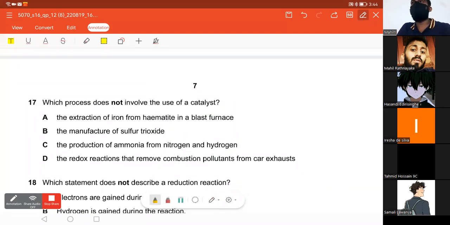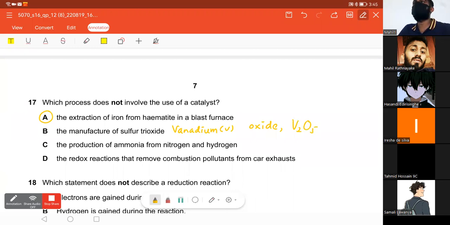Which process does not involve a catalyst? Extraction of iron? No, there is no catalyst. Answer is A. Manufacture of sulfur trioxide: what's the catalyst? Vanadium(V) oxide, V2O5.